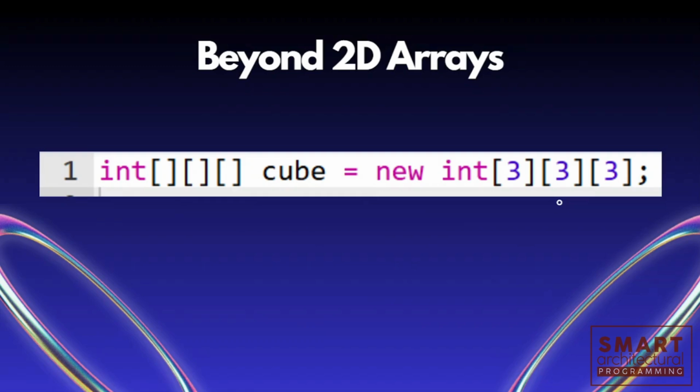Basically what we're doing here, this represents a cube of 3 layers, each with 3 rows and 3 columns. You'd access an element using cube[x][y][z]. Just tack on; every additional square bracket is an additional dimension that we've added.